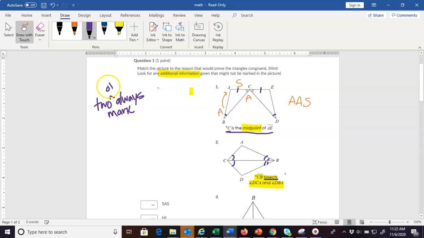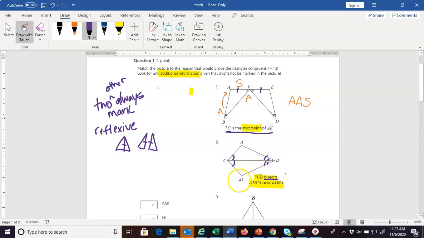You can always mark a reflexive side. Reflexive meaning like reflective, if you look into a mirror. So if we had a triangle and it was stuck together by this side, we can always mark it because it's essentially a part of both triangles. If we were to separate them, you would see that they share that side. So we can always mark a reflexive side.